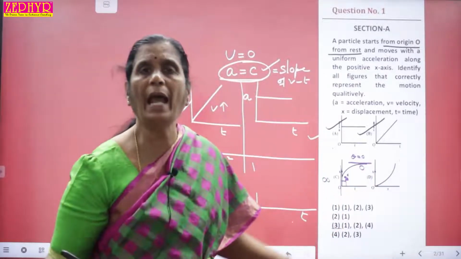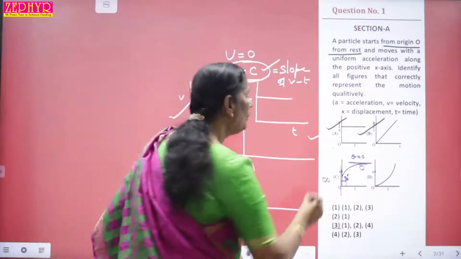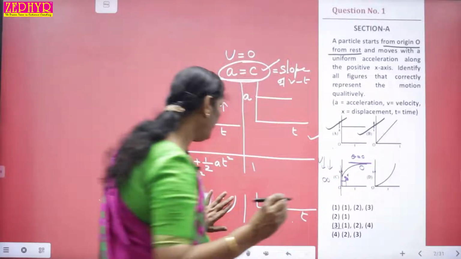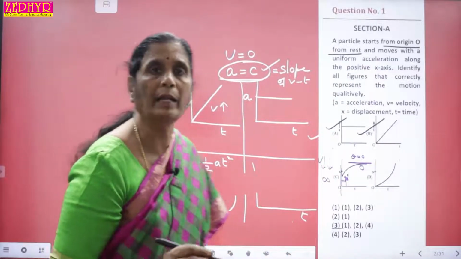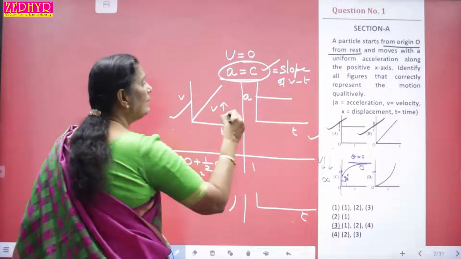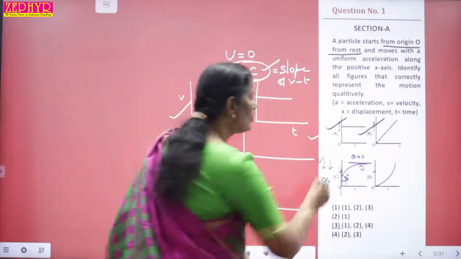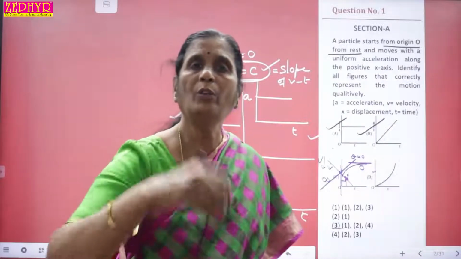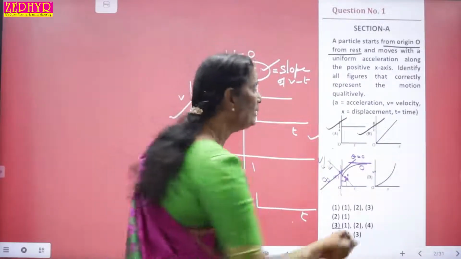So in the C graph, what happens? Slope is decreasing. That means velocity is decreasing. But in the data, velocity is increasing. So we should not select this graph. It's a parabola only, but the slope is decreasing. Now select the next one.